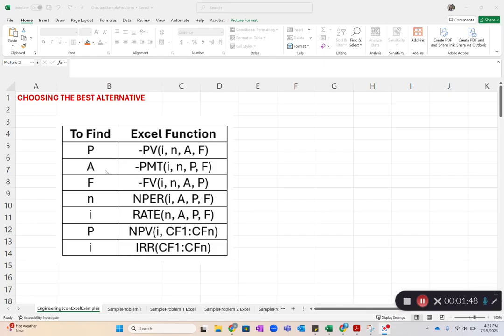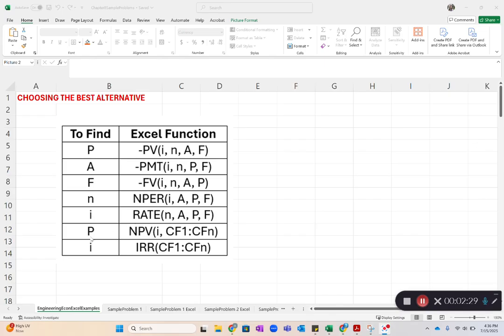So it's really useful. Then here to find my A, we will use the formula called payment. To find a regular payment value or a regular benefit value, I would use this formula with, once again, interest rate, period, present value, future value. Then to find future value, it would once again be a negative future value, interest rate, period, annual value, or uniform series, and then present value. Here we would find our number of periods. So we have these inputs. Here we would have I, and I would use my rate formula.